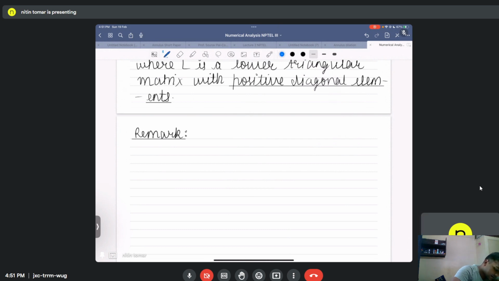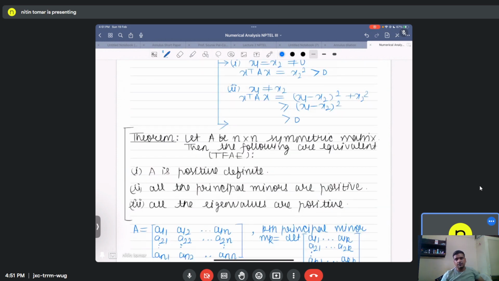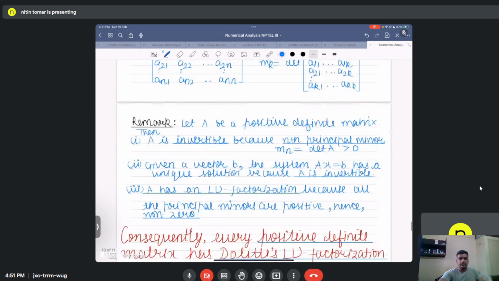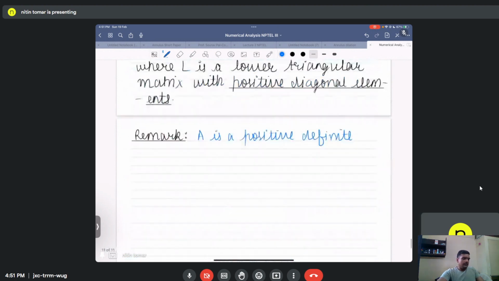Sir, I have one doubt. Yes, please ask. Suppose some eigenvalues are negative, then the determinant value is positive. No, but if some eigenvalue is negative, then it is not a positive definite matrix. You may have an even number of eigenvalues that are negative, but this theorem says that all the eigenvalues have to be positive. Okay, I understand.